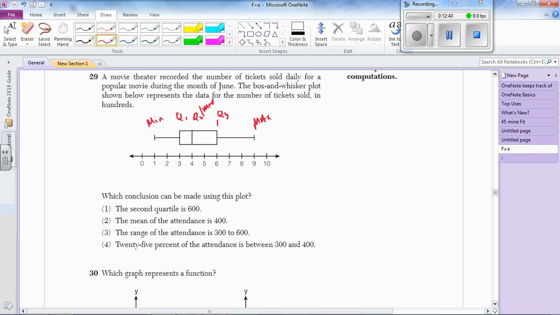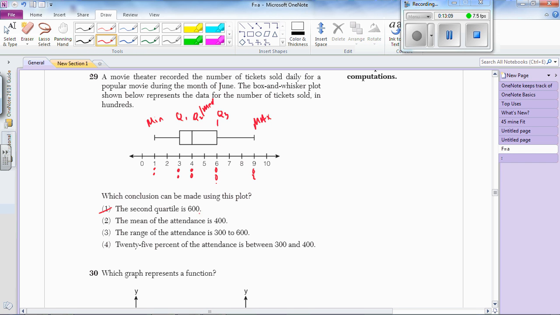What conclusion can be made from this plot? Let's see, it's total tickets sold. Data, the number of tickets sold in hundreds. So just in case you're wondering, this would be 900. This would be 600. This would be 400. This would be 100. So the second quartile is 600. Well, that would be the third quartile.